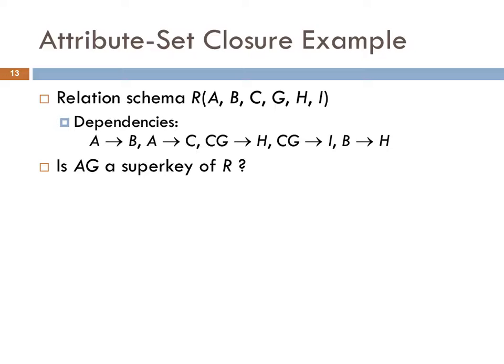So how do we figure that out? Well, we just compute the attribute set closure. So we start with, I think I have it on the slide. We can do it in our brains. This is easy, right? So AG, start with that as our attribute set closure. What do we add to it? Well, notice the first two dependencies. A functionally determines B, and it functionally determines C. So now it's ABCG. Okay. Hey, look, we have CG. Now we know that we can reach H and I. Right? So ABCGHI. That's everything, right? So it's a superkey. All right?